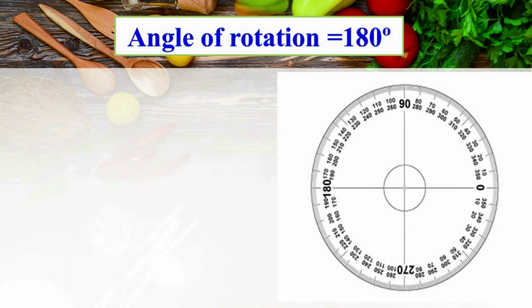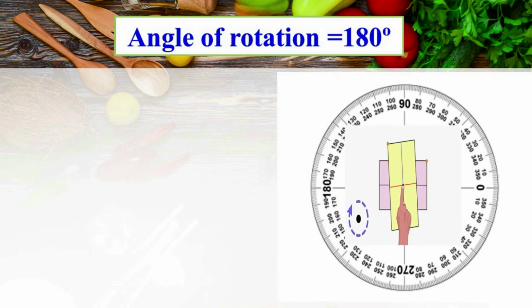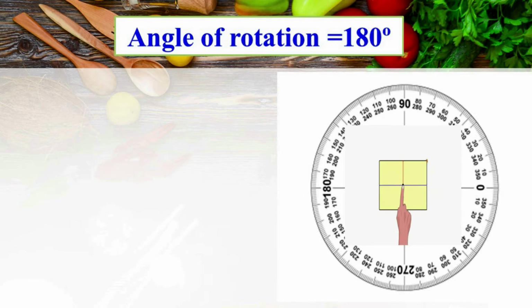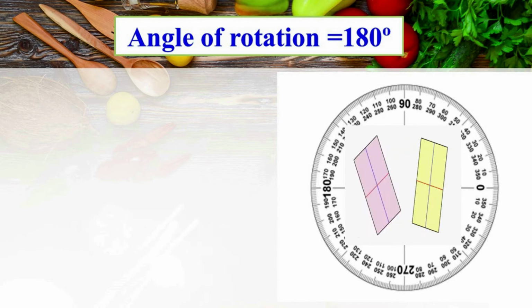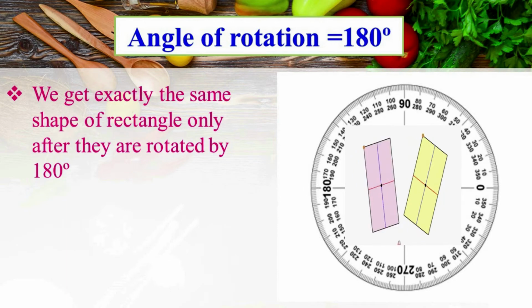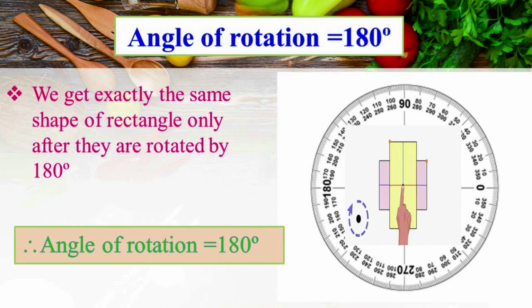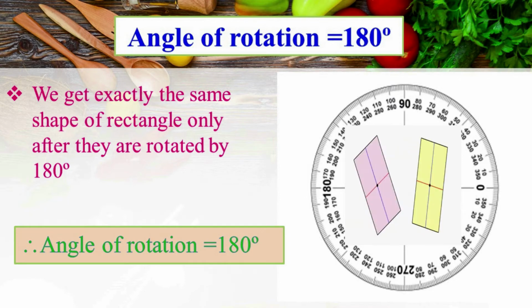Okay, let us check it for rectangle. When it was at 90 degree, we did not get the shape. Yes, at 180 degree, we got the same shape of rectangle. Let us check it again. See, at 90 degree, it was not there. When it was straight at 180 degree, we got the same shape of rectangle. Therefore, we get exactly the same shape of rectangle only after it is rotated by 180 degree. Therefore, angle of rotation is equal to 180 degree for rectangle.